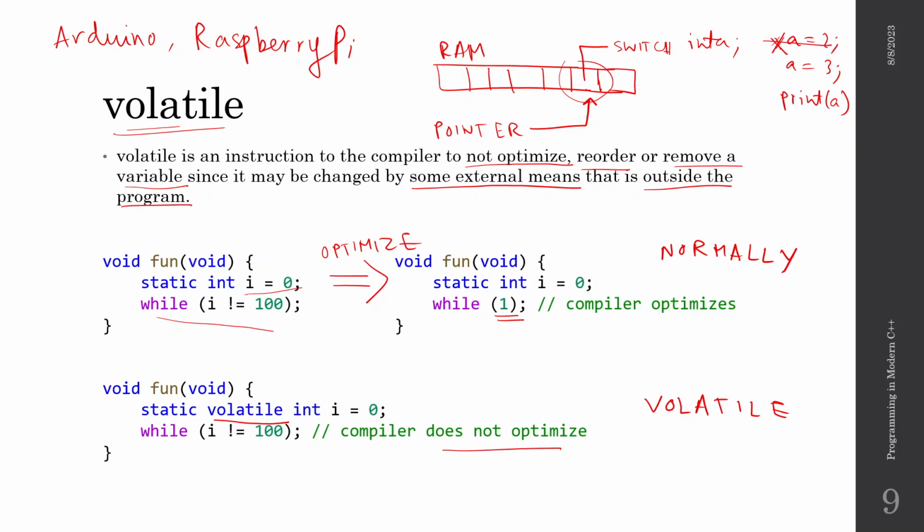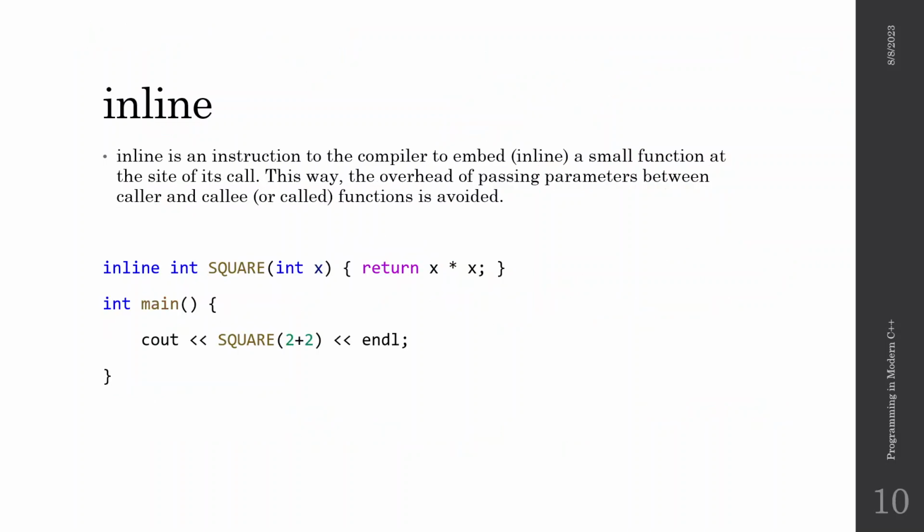Okay, now I'm proceeding to the next topic. Next we have the inline keyword. The inline keyword is an instruction to the compiler to embed, or inline, a small function at its site of call. This way the overhead of passing parameters between the caller and callee is avoided.